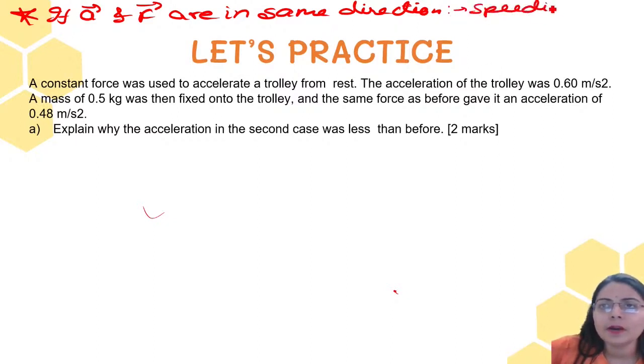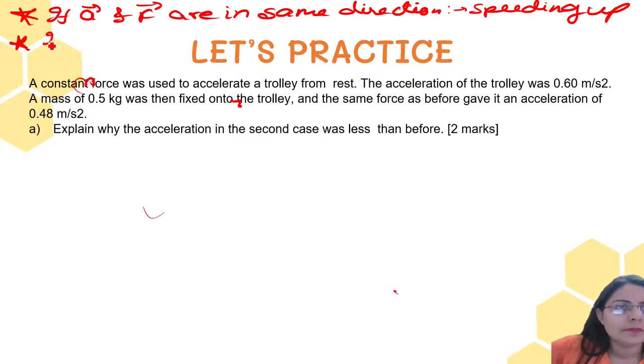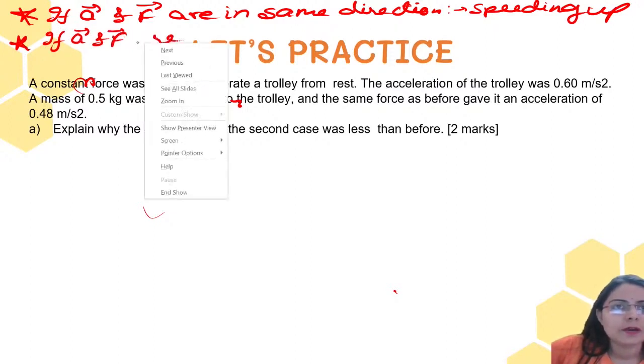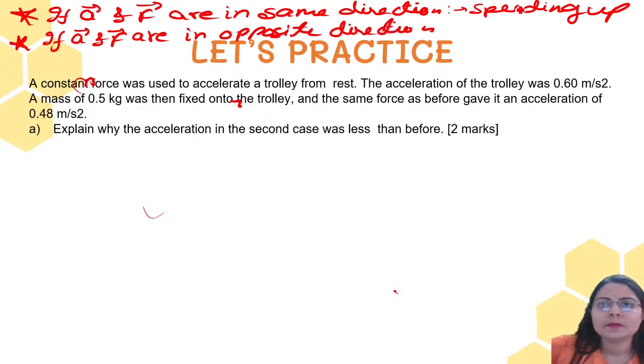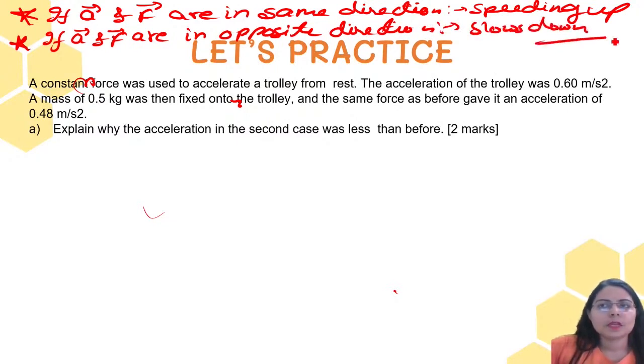There will be a speeding up of a car or any vehicle or anything which is applied with that force. Okay. But if acceleration and force are in opposite direction, then the vehicle will slow down. Okay, so suppose there is a car which is moving in this direction, and suddenly one more car applies a force on it, bound to it with some kind of rope, then it will speed up that car.